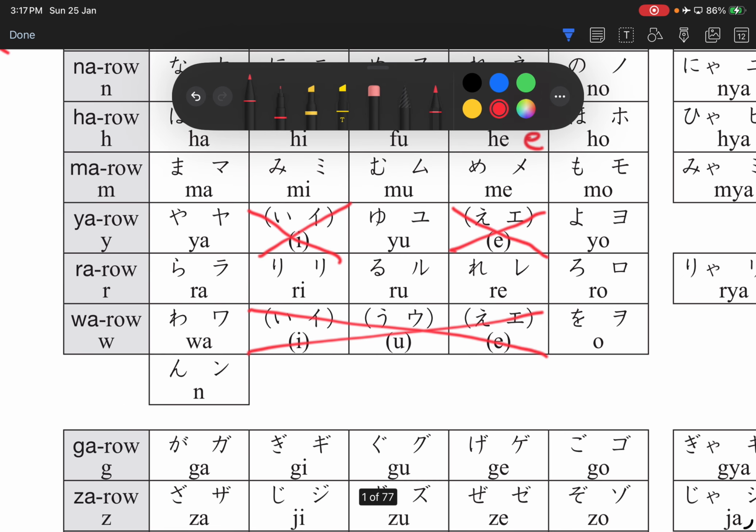Okay, next the wa row, wa. Then we have the last one. It's not W-O but just O. So we pronounce it as O. Then what is the difference between the one on top and this one?